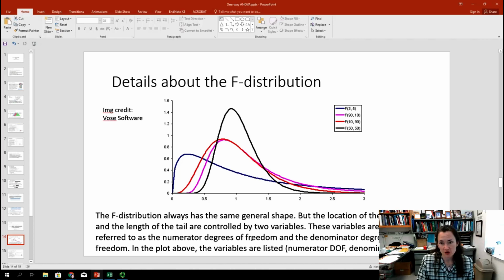In the plot above, what they've done is they've shown you 4 different F distributions for different degrees of freedom. And they show here in the legend the numerator degrees of freedom, comma, the denominator degrees of freedom. You can see that as the number of degrees of freedom gets smaller, the F distribution shifts more and more to the left with its maximum. And you can see that as the degrees of freedom gets larger, the distribution function actually starts to look more and more Gaussian in nature.